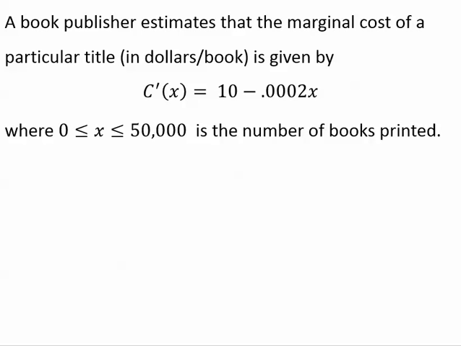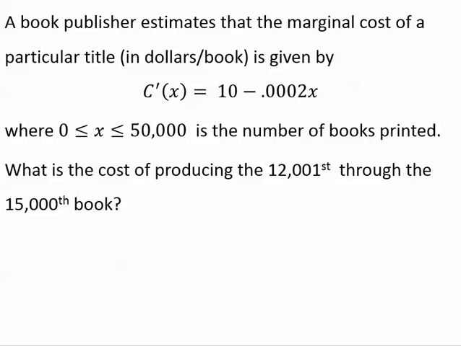Let's finish up with an example from economics. A book publisher estimates that the marginal cost of a particular title is given by C prime of x, where x, going from 0 to 50,000, is the number of books printed. So C prime gives dollars per book. What is the cost of producing the 12,001st through the 15,000th book?